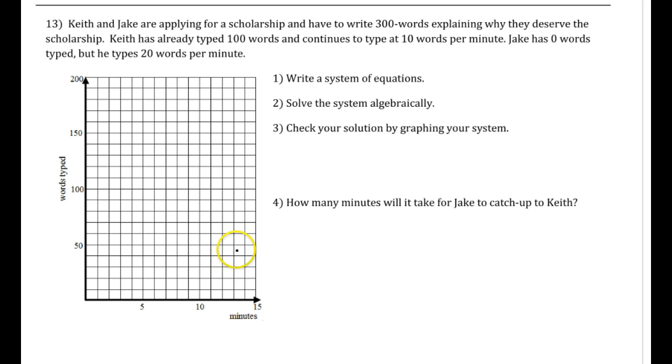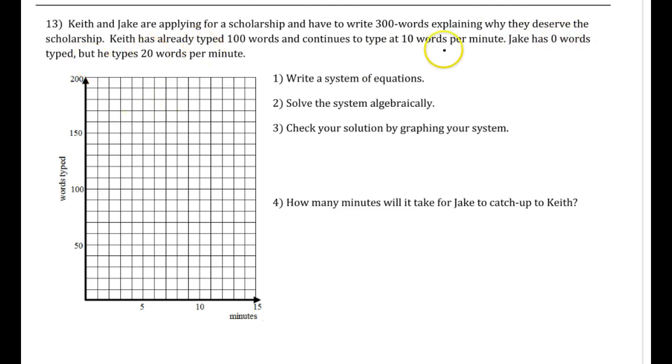All right, let's do another one very similar. We have Jake and Keith applying for a scholarship. They have to write 300 words explaining why they deserve the scholarship. Very true scenario. In order to get scholarships, you have to write essays. Keith has already typed 100 words and continues to type 10 words a minute. Jake hasn't started yet, 0 words, but types 20 words a minute.